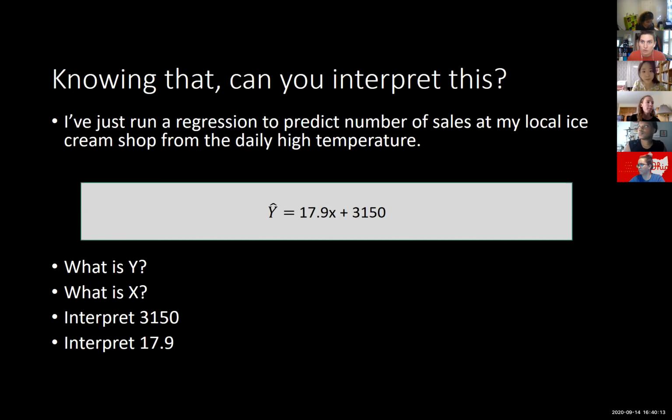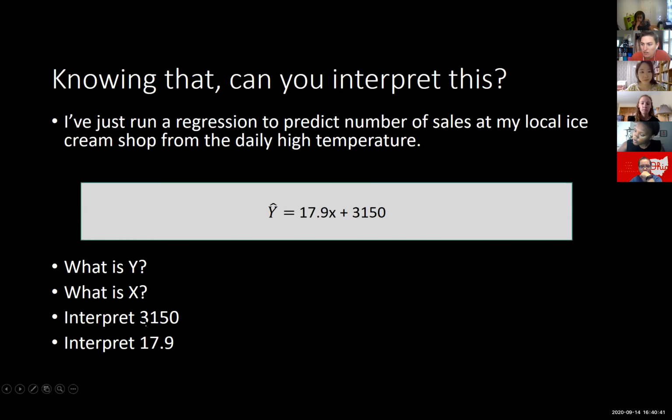Okay, that timed out pretty well. Okay, so I'm going to send you the answers on this one. The Y value here is the number of sales at my local ice cream shop. The X value is the daily high temperature.